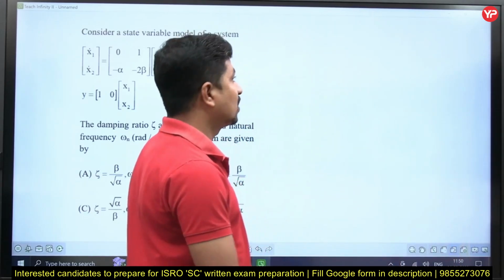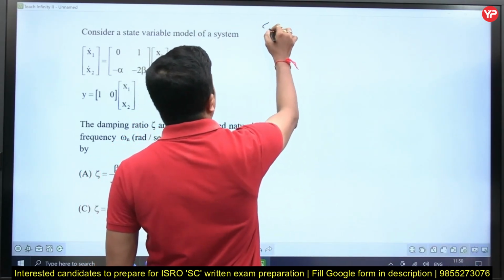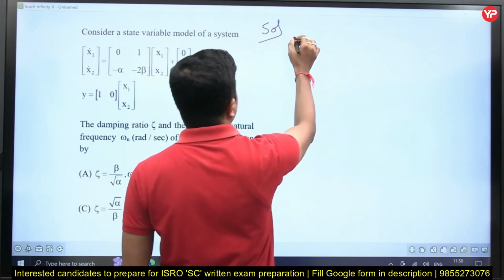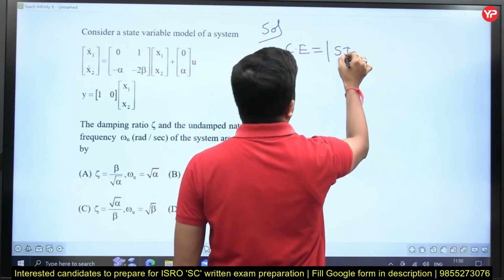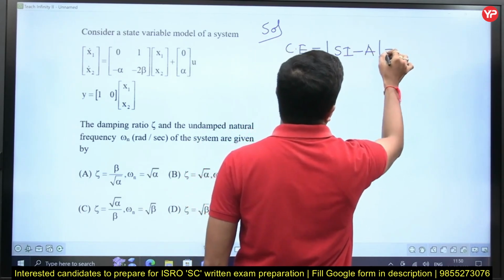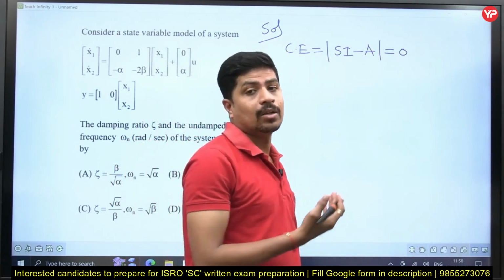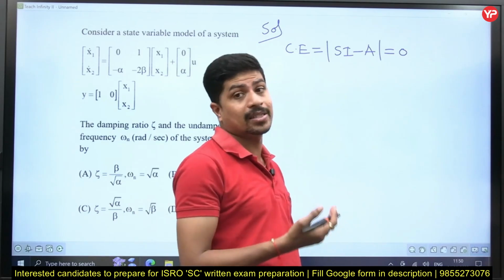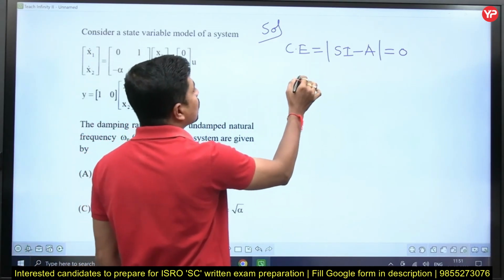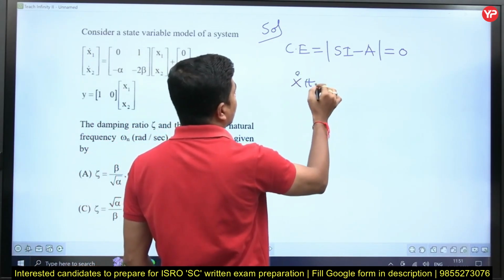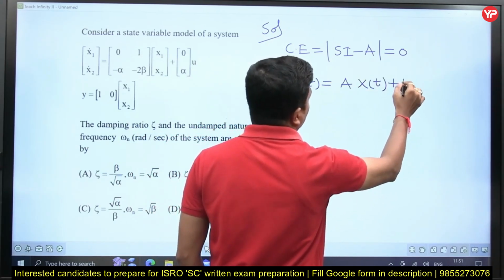Now, first of all, if I want to find zeta, definitely I need the characteristic equation. What is the characteristic equation from the state variable representation? The characteristic equation is det of (sI minus A) equal to 0, where s is the Laplace operator, I is the unity matrix, [1 0; 0 1], and A is the matrix A. What is the general representation? The standard representation of state variable is x dot is equal to Ax plus Bu.